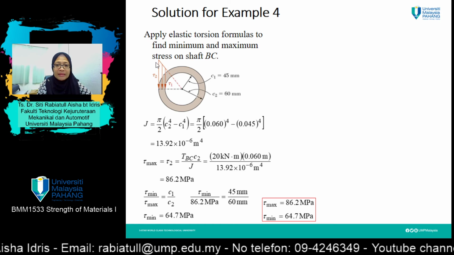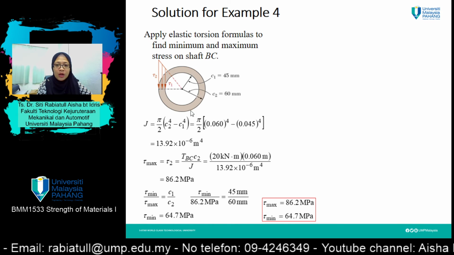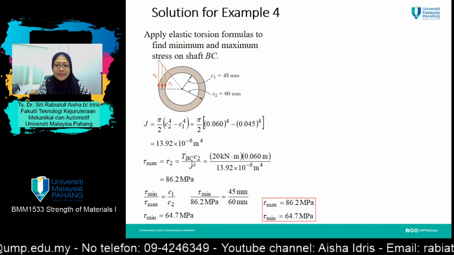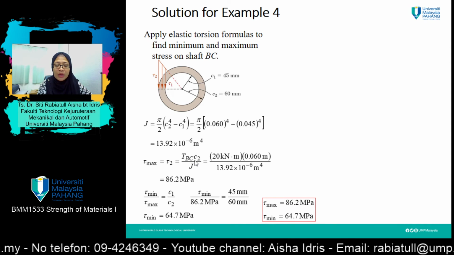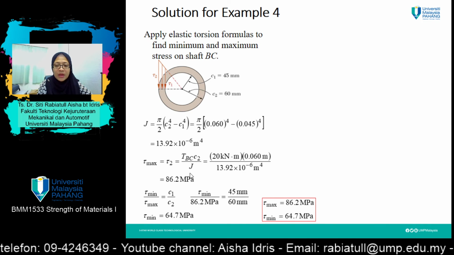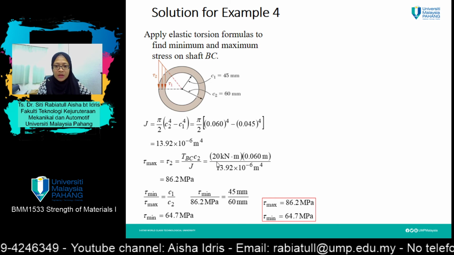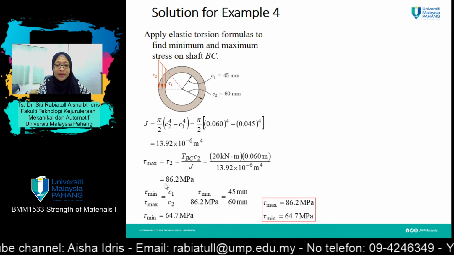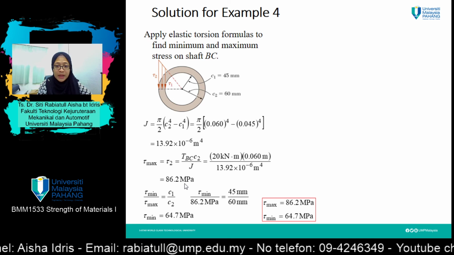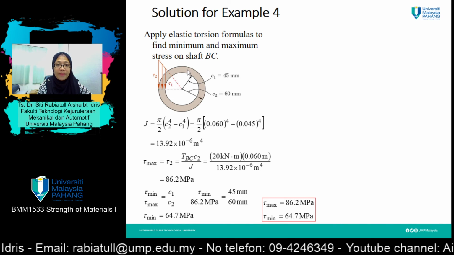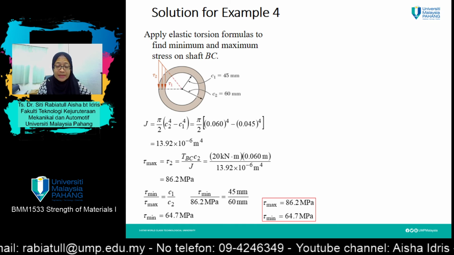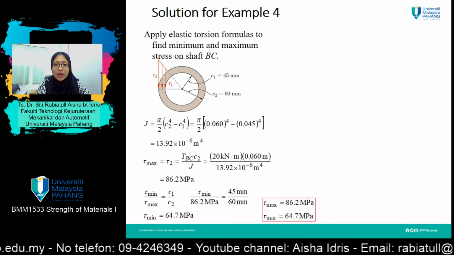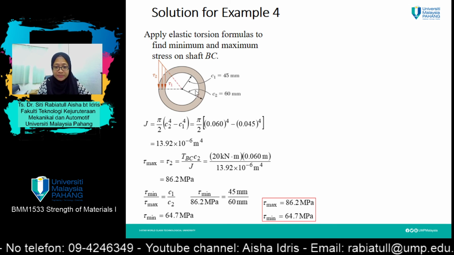For tau max, it's acting on the outer part of the shaft itself. So tau max equals T_BC times the outer radius of the hollow shaft divided by J. So substitute all the information given there. You get tau max equals 86.2 megapascal. So the outer part will suffer the maximum shearing stress as compared to the inner part of the shaft itself, no matter whether it is hollow or solid.